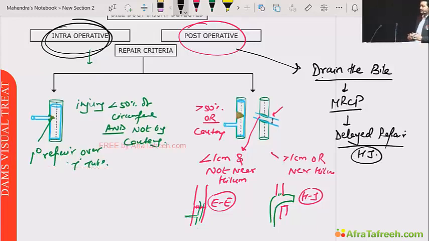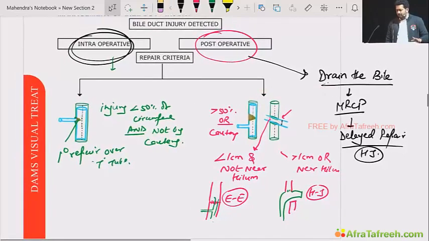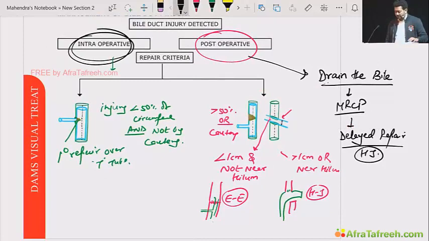If you try to do the surgery in the post-op period, like 2 or 3 days later, your suture will not hold, so you wait for some time so that the edema and inflammation settle, and then you do a delayed repair hepaticojejunostomy. Remember, this is one of the most potential questions from surgery which you are going to get in your exam: management of bile duct injury and the classification of bile duct injury.